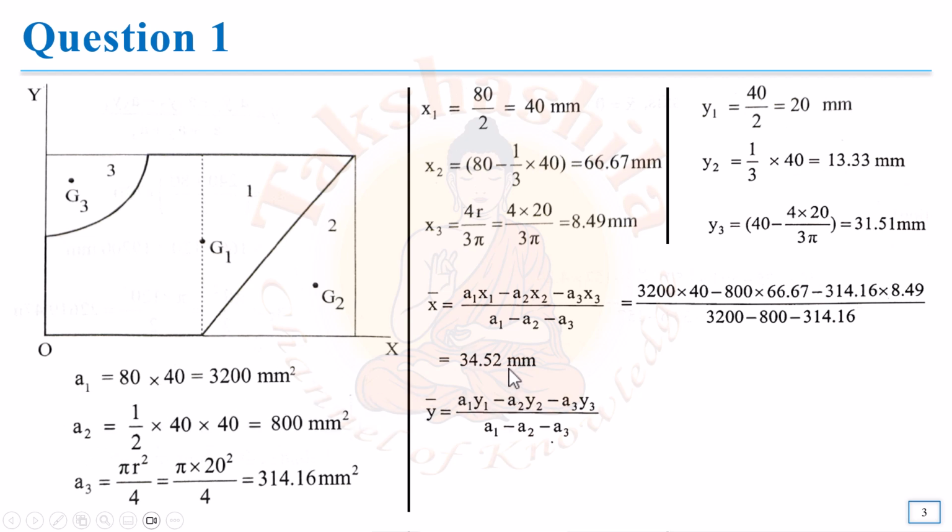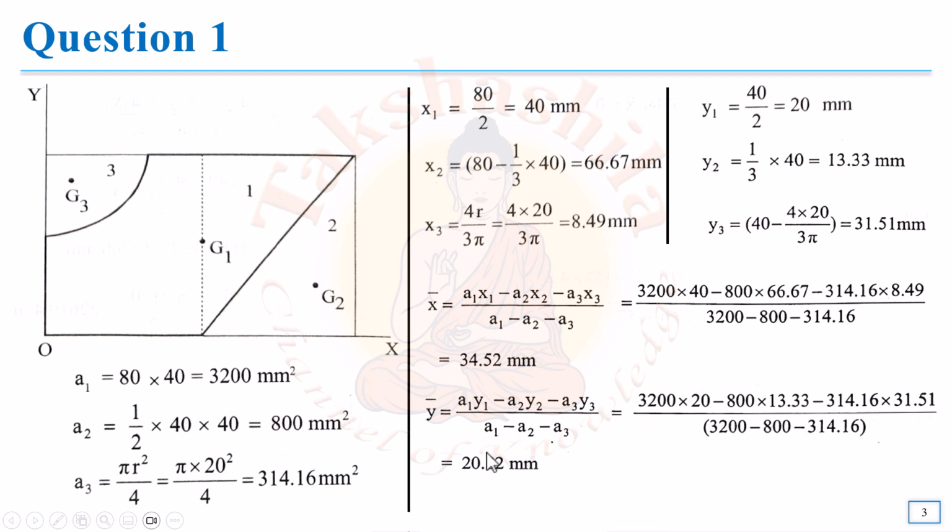So let us write down the equation for y bar. Y bar will be equal to a1 y1 minus a2 y2 minus a3 y3 divided by a1 minus a2 minus a3. The general form was y bar equal to sigma yi ai divided by sigma ai. When you expand for three figures, it will be something like this. Depending on the case of holes or cutout sections, you have to put the negative value for your areas. Now let us substitute the values. Once you substitute, you can see the value is coming as 20.82 millimeters.